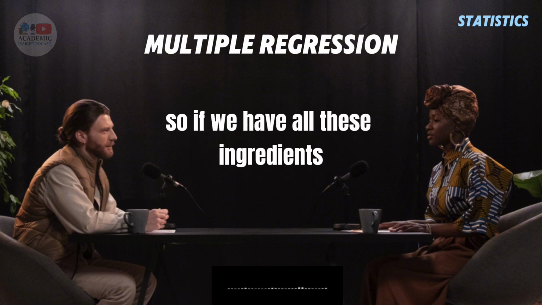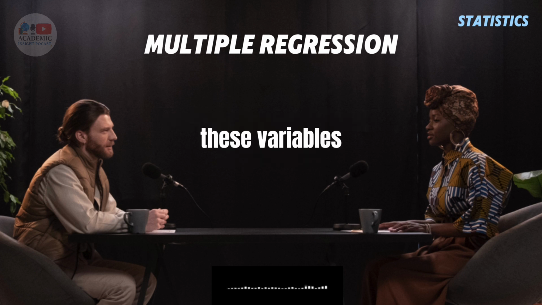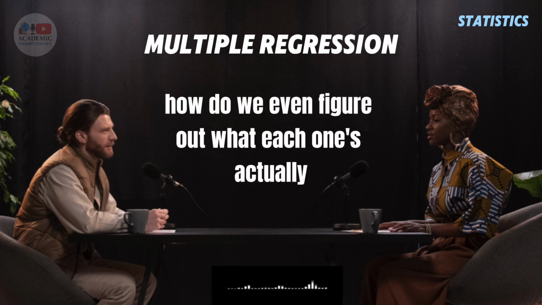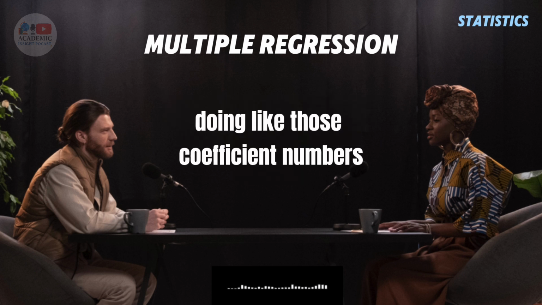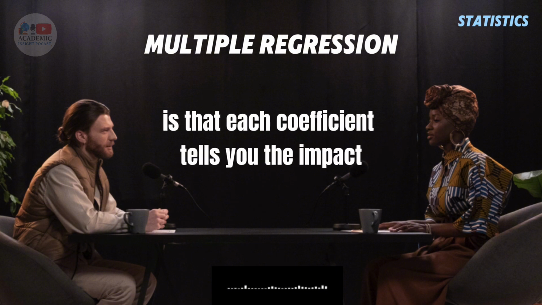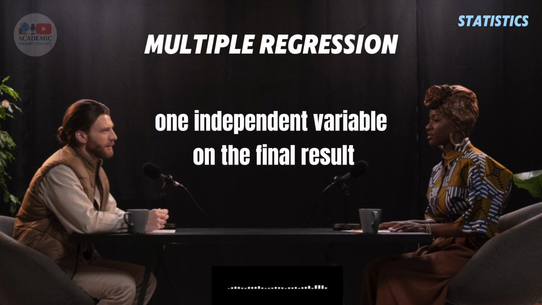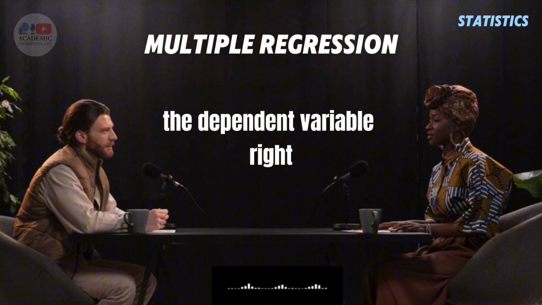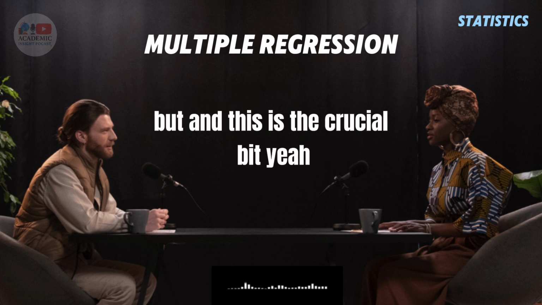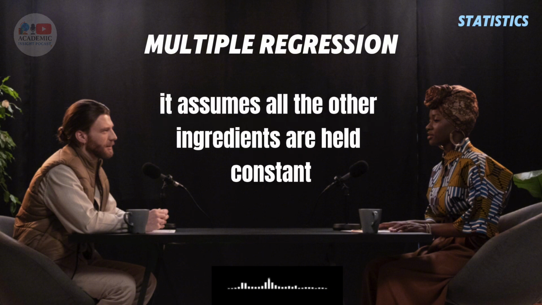Unpack that. So if we have all these ingredients, these variables, how do we even figure out what each one's actually doing? Like those coefficient numbers. Well, what's really key here is that each coefficient tells you the impact of just one ingredient, one independent variable, on the final result, the dependent variable. But, and this is the crucial bit, it assumes all the other ingredients are held constant.